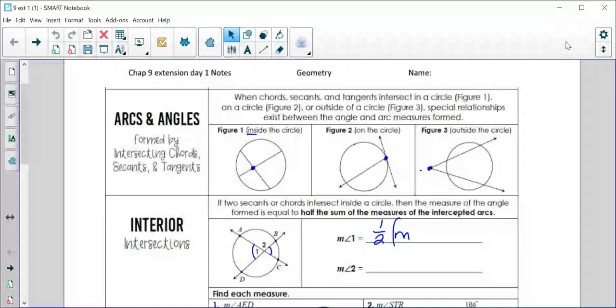All right, Chapter 9, Extension, Day 1 Notes for Geometry. Here we go. We're going to learn about the different ways secants, tangents, and chords intersect in a circle.